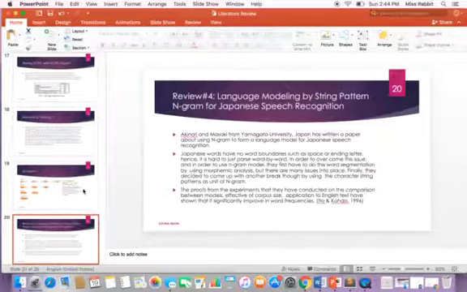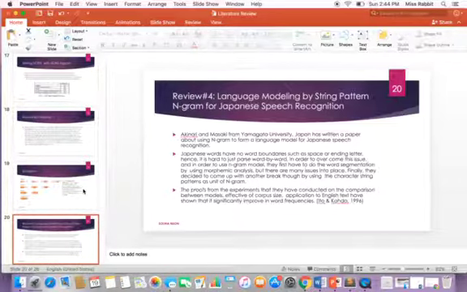There are two students, Akinori and Masaki from Yamagata University in Japan, who have written a paper about using N-gram to form a language model for Japanese speech recognition, and they said that Japanese has no word boundary such as in English, especially the space or ending letter. Hence, it is hard to just parse word by word.